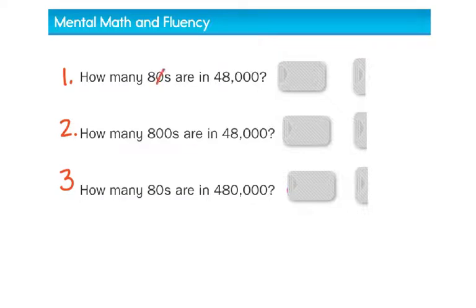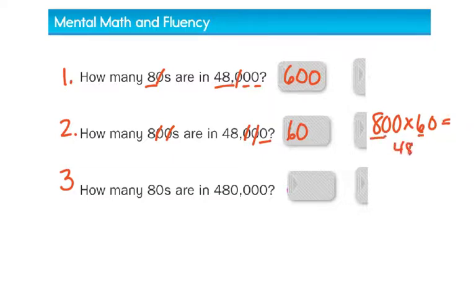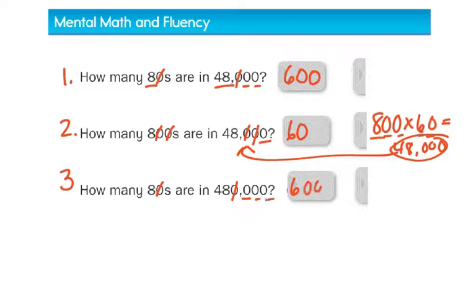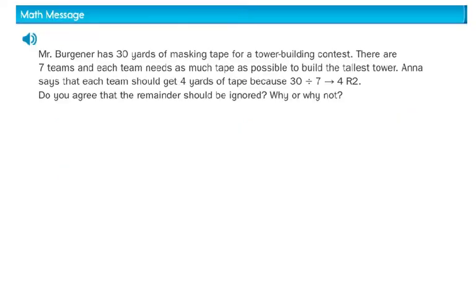Well, for number 1, this zero cancels out this zero. How many 8s are in 48? Well, there's 6 with 2 zeros behind it. These 2 zeros cancel out these 2 zeros. Let me just show you if I took 800 times 60. 8 times 6 is 48 with 1, 2, 3 zeros. Brings me back to this. This zero cancels out this one. There are 6 8s in 48 with 1, 2, 3 zeros behind it, so 6,000.